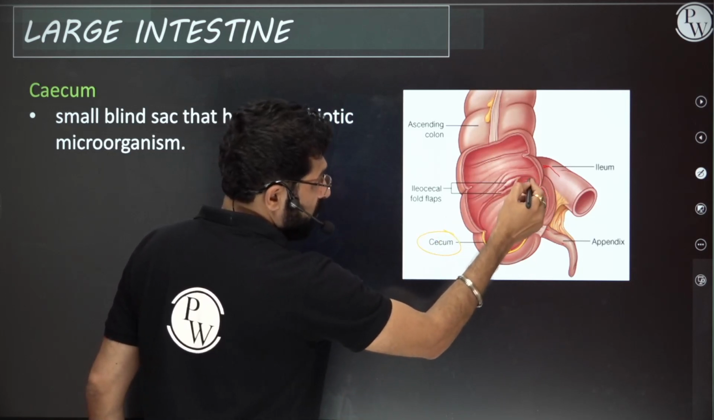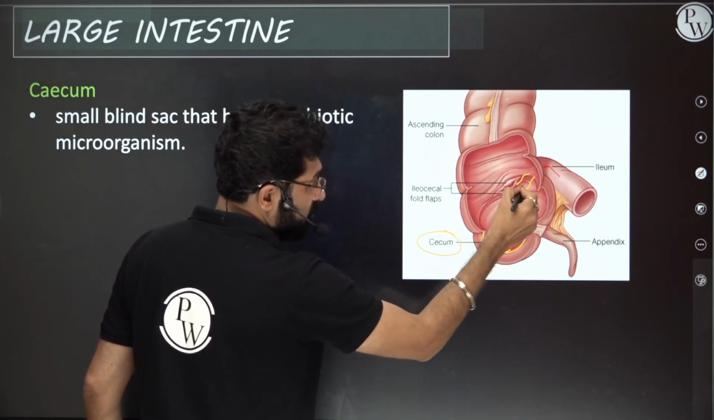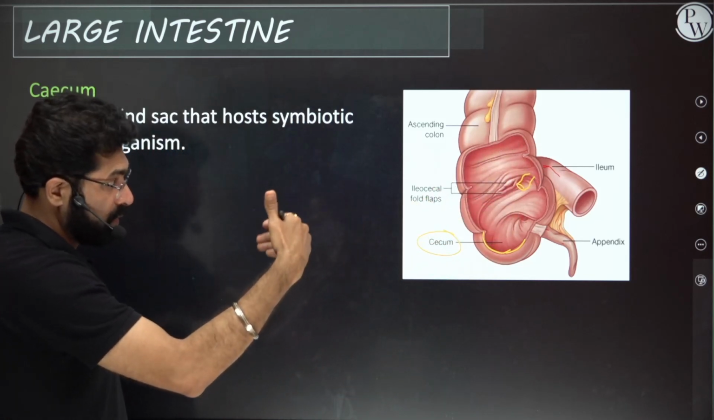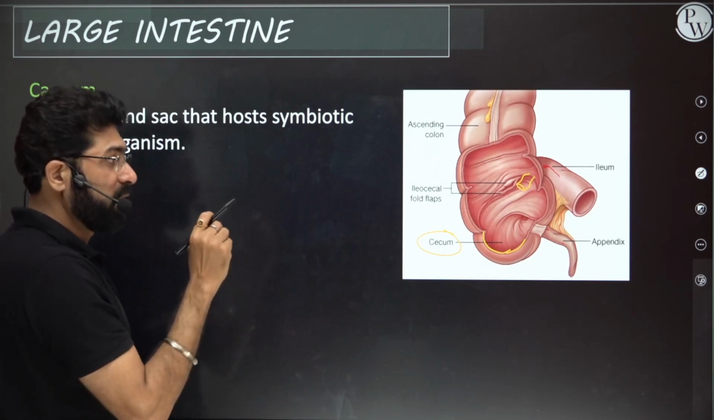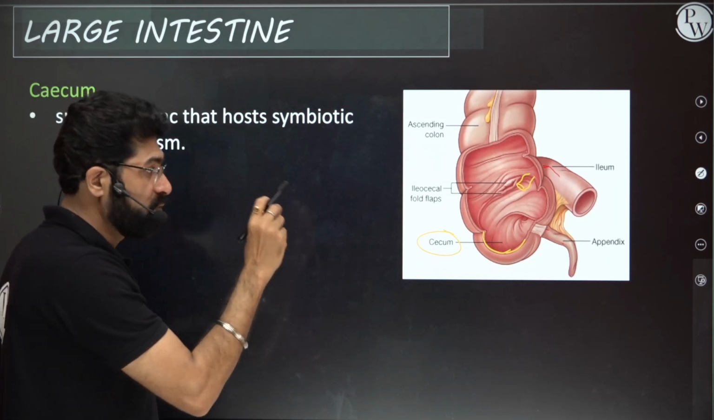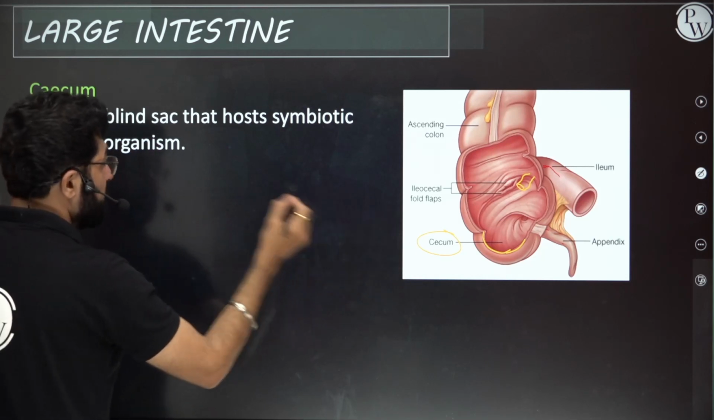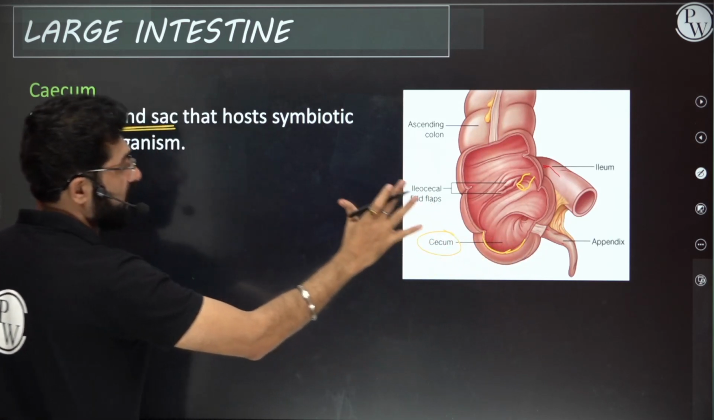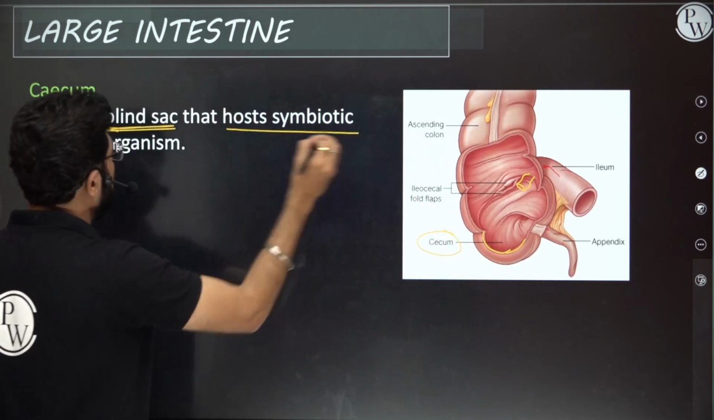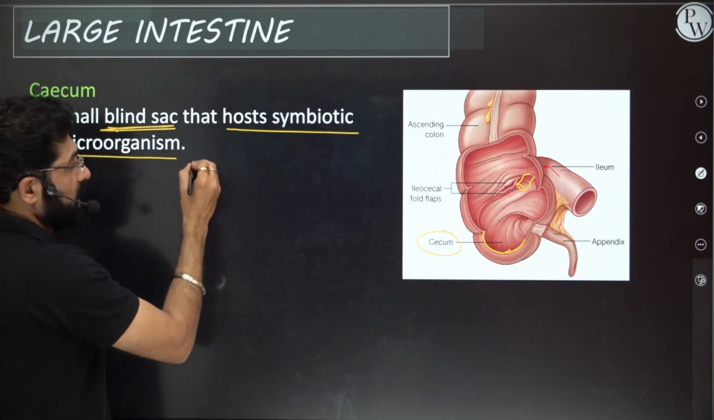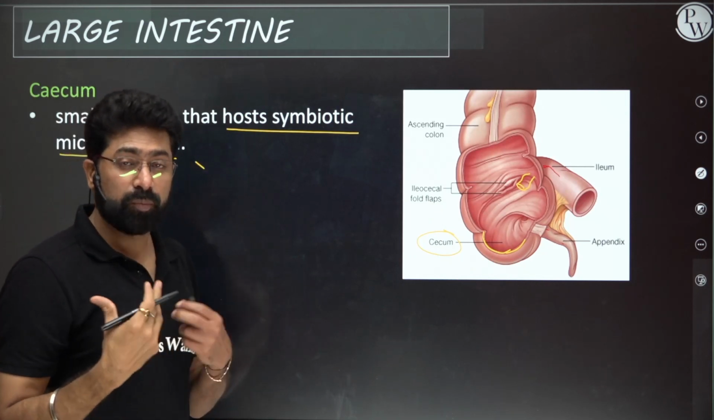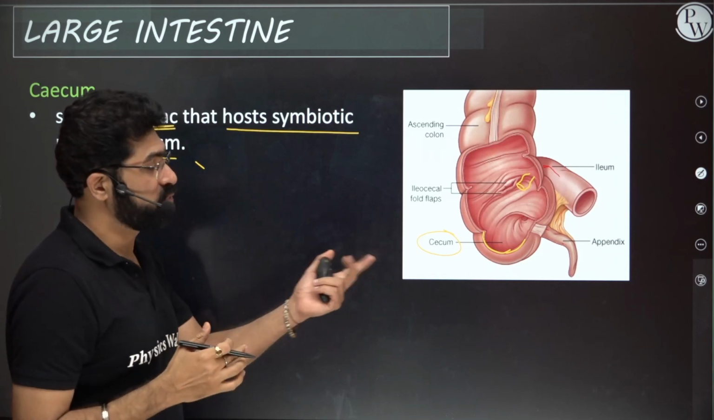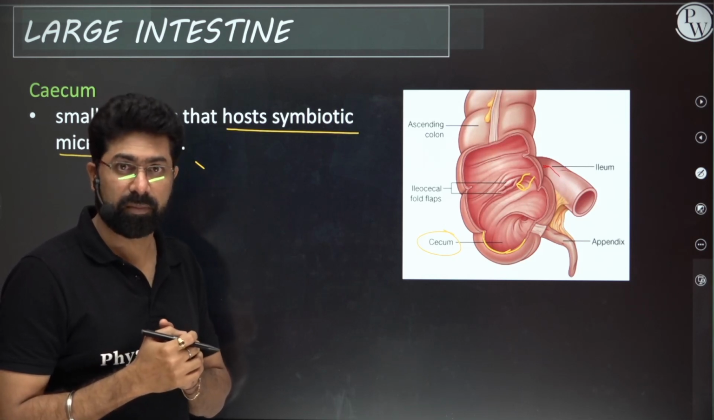And here is the opening of the ileocecal valve, which is opening here. So the ileum of the small intestine is going to come and join the cecum, where you find the ileocecal valve. Now this cecum is a blind sac-like structure. That means after that there's nothing here. This blind sac-like structure hosts some symbiotic microorganisms, which are helpful to produce some vitamins, like vitamin K and vitamin B12, produced by those microorganisms.